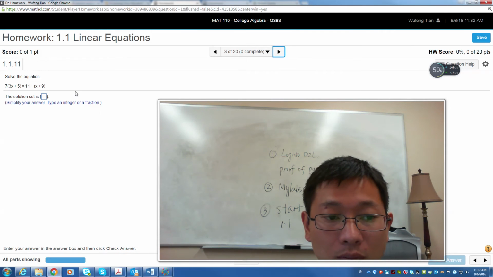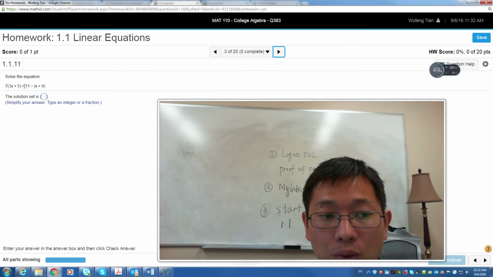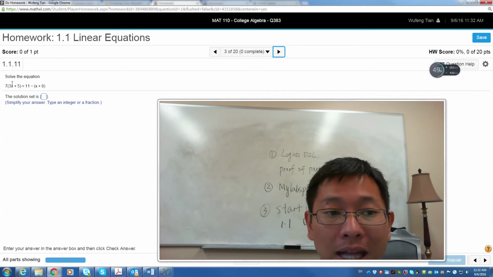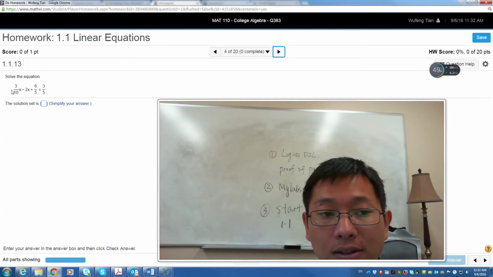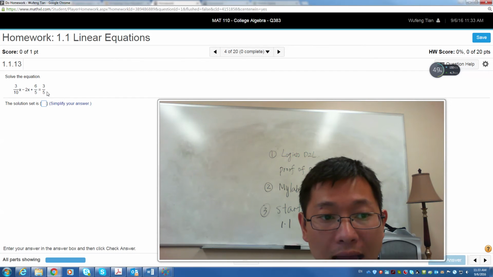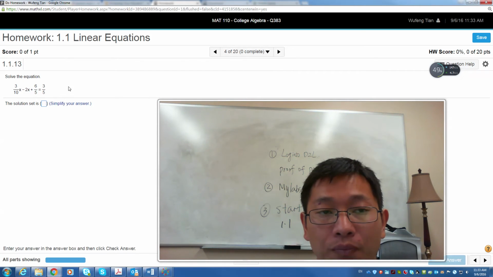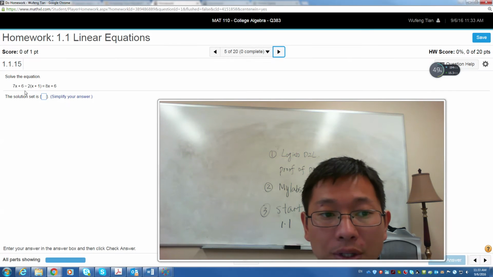Solve the equation. This is the easy one. Distribute the 7 and the 3, and 7 times 3, 7 times 5, then combine like terms and solve this equation. It should not be a big problem. This one has a fraction. You multiply everything by 10, and you will not have a fraction anymore. Multiply every term by 10. Then it's just a simple linear equation. This one is pretty simple. Distribute 2, combine like terms.